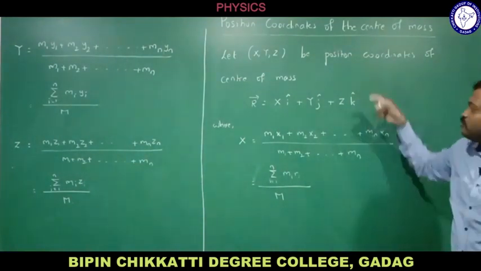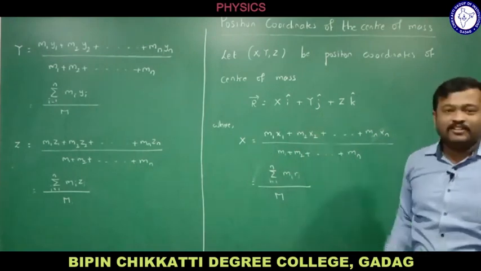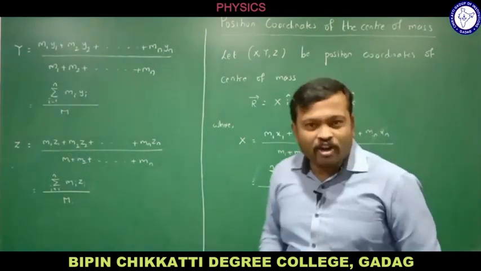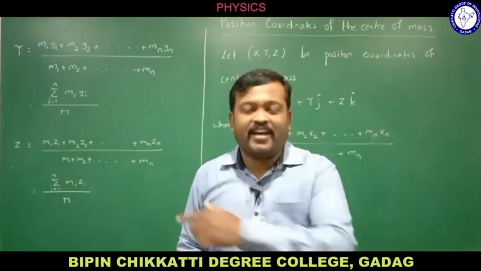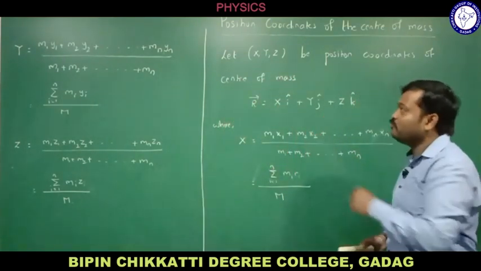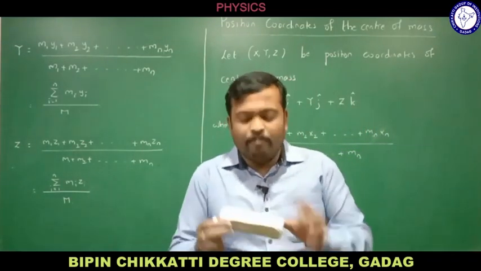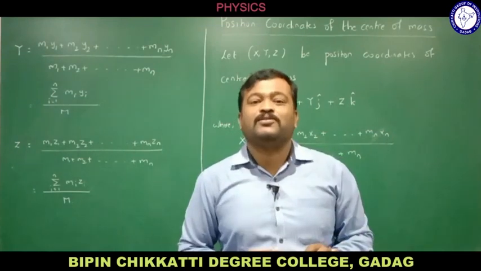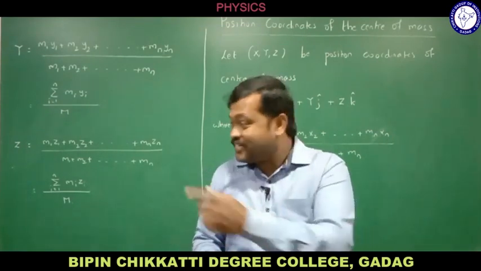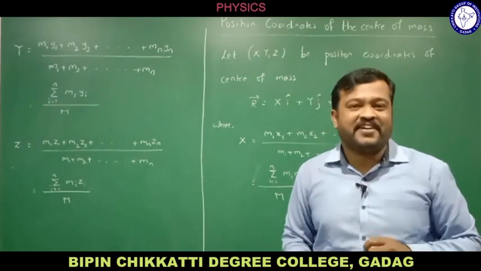This can be written in terms of a position vector. So we calculated x, y, z, the position coordinates of the center of mass. In the next concept, we will be learning the motion of the center of mass. If a body moves, how does the center of mass move? So in the next concept, we will be learning about the motion of the center of mass.